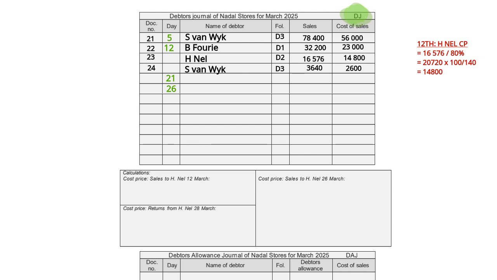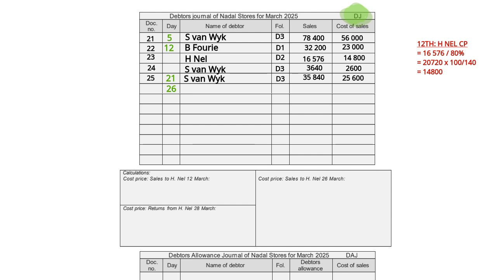Now let's move on to the 21st. Credit sales of goods to S. van Wyk, 35,840. So it's number 25. Our debtor is S. van Wyk. It's debtor 3. 35,840 in sales. And then we apply our cost of sales formula, and the answer is 25,600.